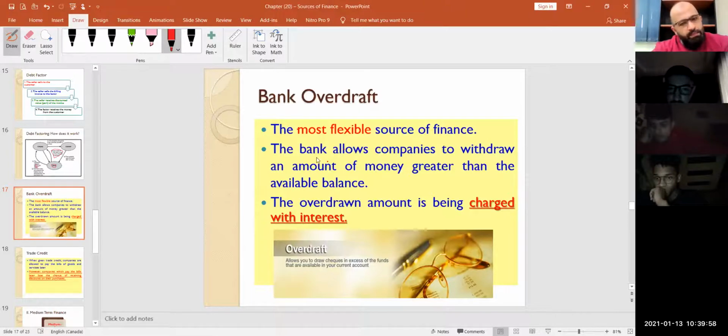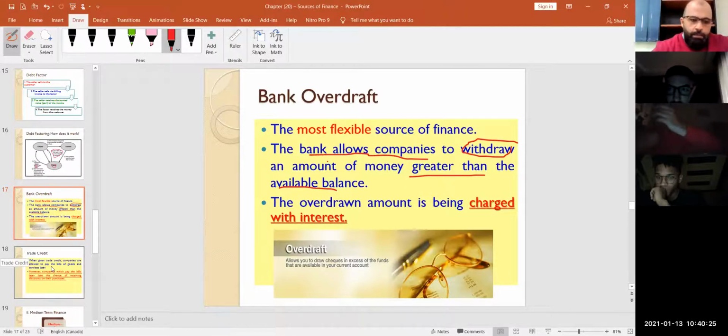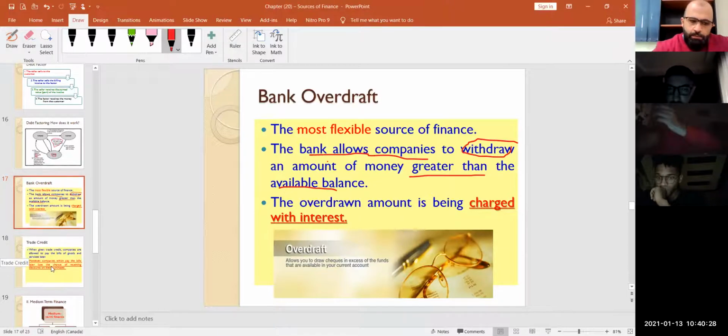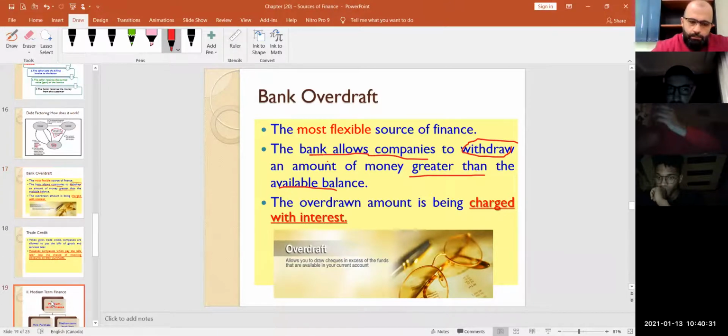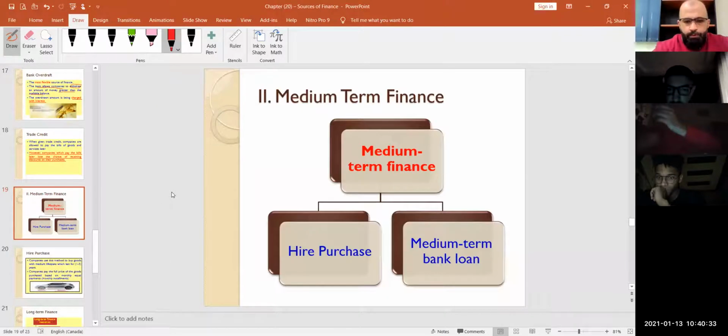So what do we mean by bank overdraft? It means that the bank allows the companies to withdraw an amount of money which is greater than the available balance. For example, you have 10,000 pounds in the account, the bank will give you an ability to withdraw 15,000. So the 5,000 difference is what? The loan. Let's move on.